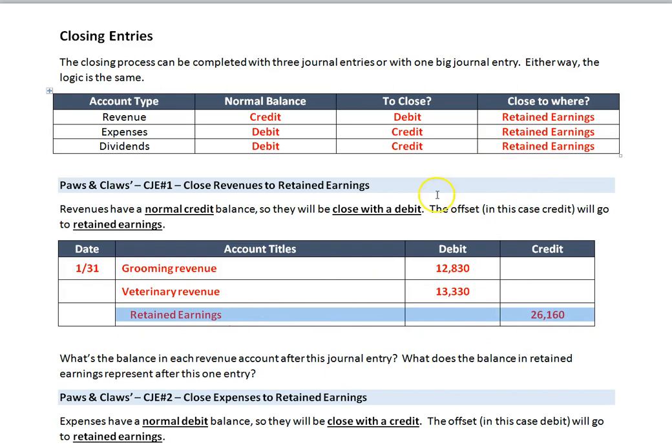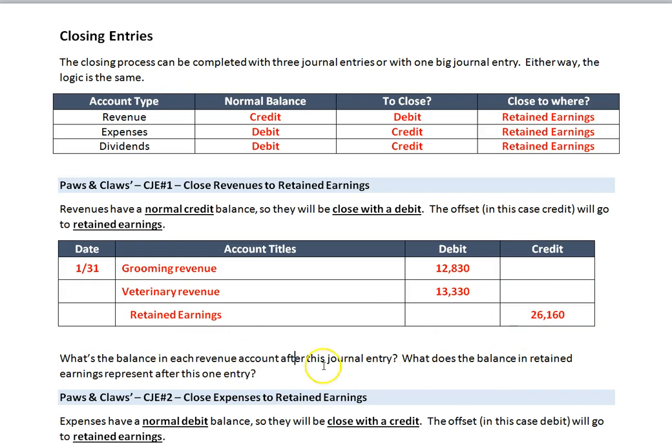Retained earnings is where it goes to. So retained earnings gets the offset. In this case, it has to be a credit because of debits and credits. I mean, this is true throughout all of accounting. Computerized systems won't even take your entry unless every number in this column equals the summation of every number in this column. So the balance in each revenue account is now 0.